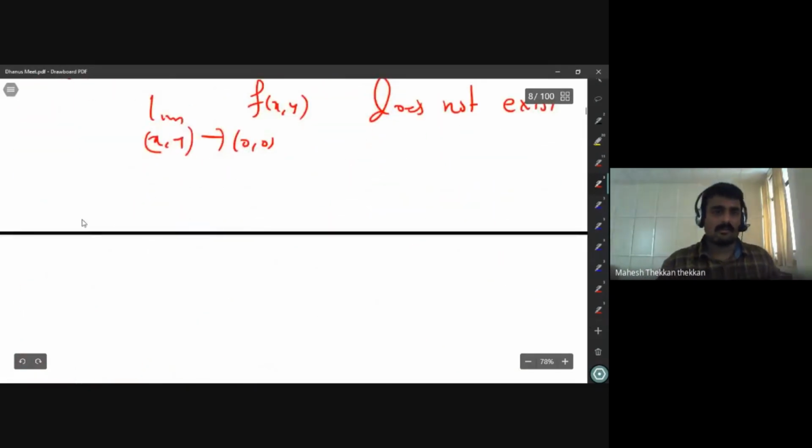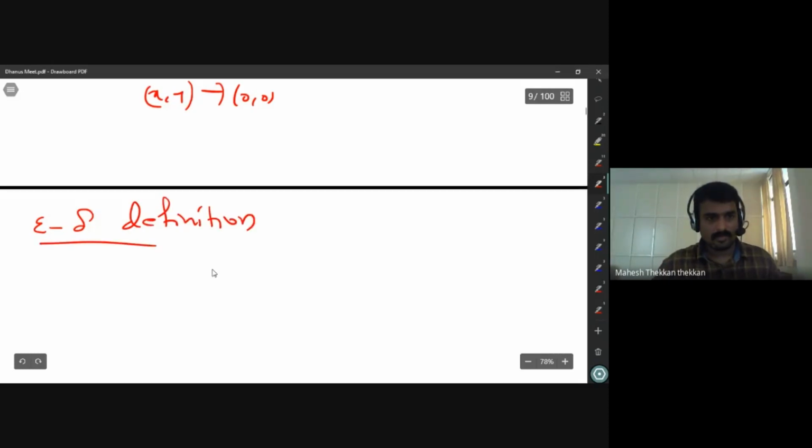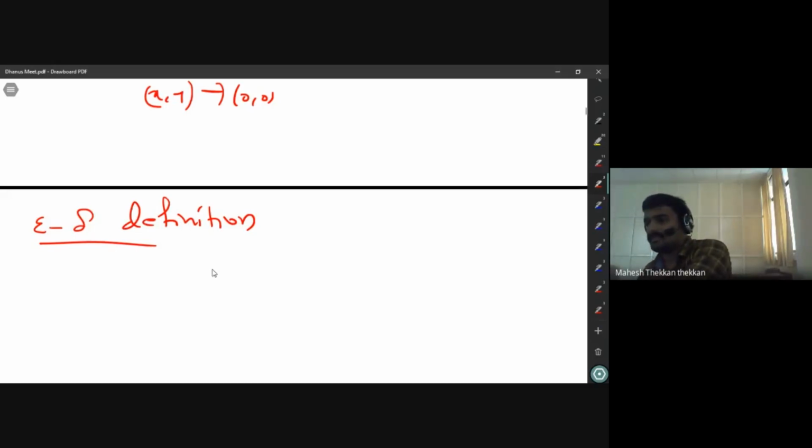So I will define that in a more precise way, that is the epsilon delta definition. That will be a little bit useful. You have already seen this epsilon delta definition of limit for the single variable case. I have just extended it for the two variable case.